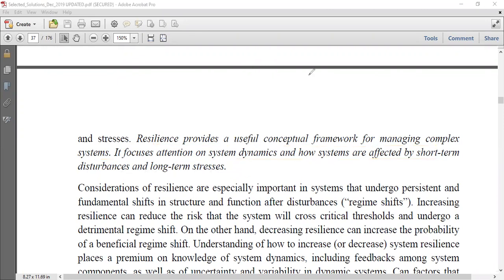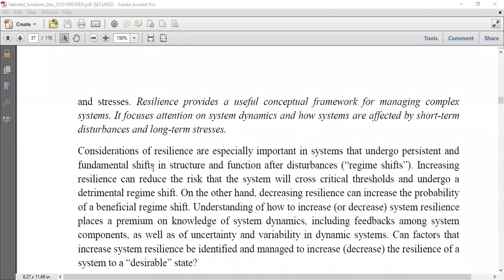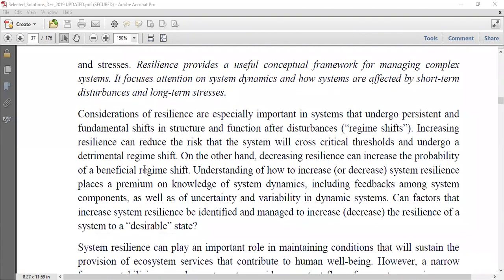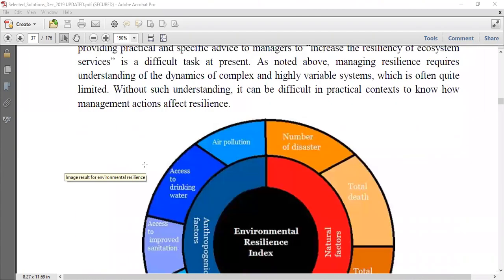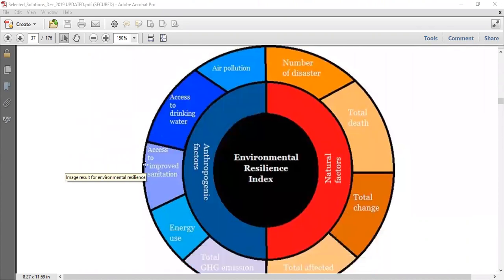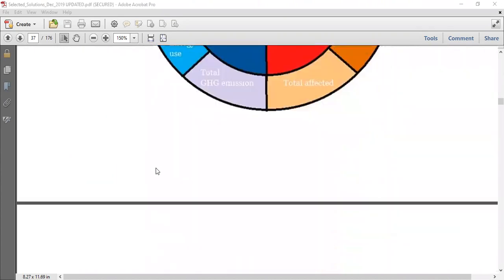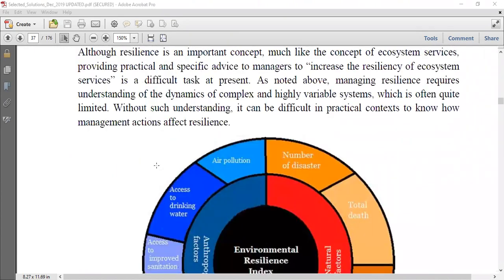So this was about resilience, and it is important in reviving the system. So you can see the environmental resilience index, which is calculated like this.